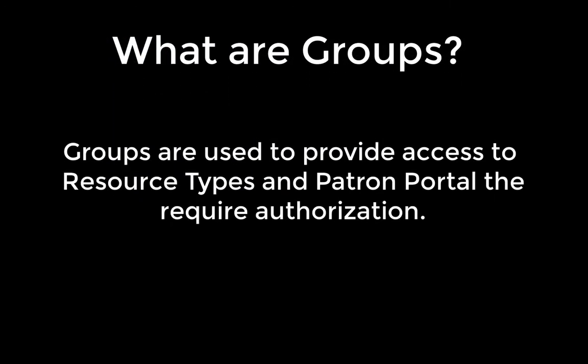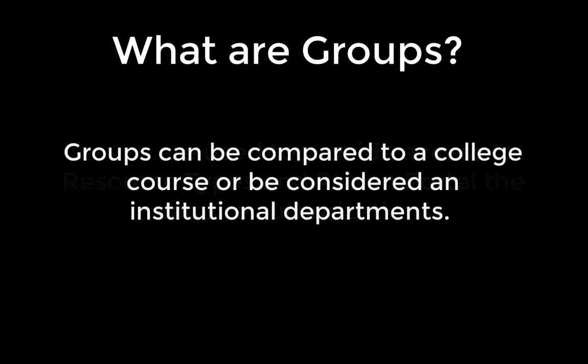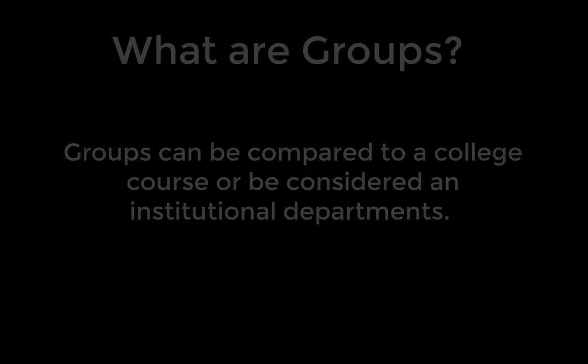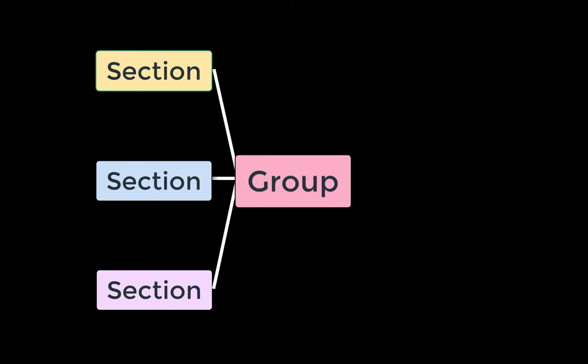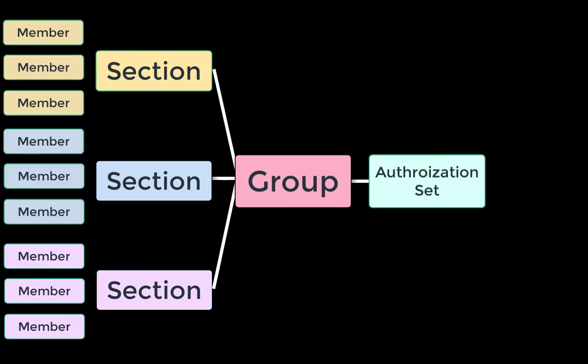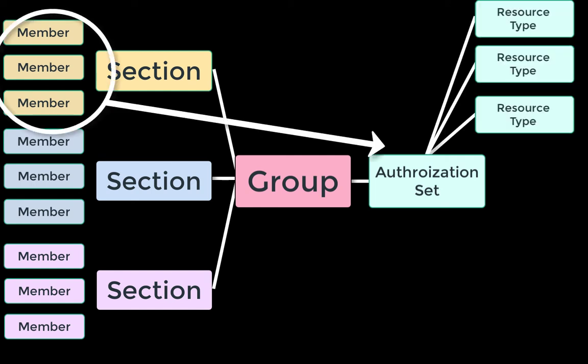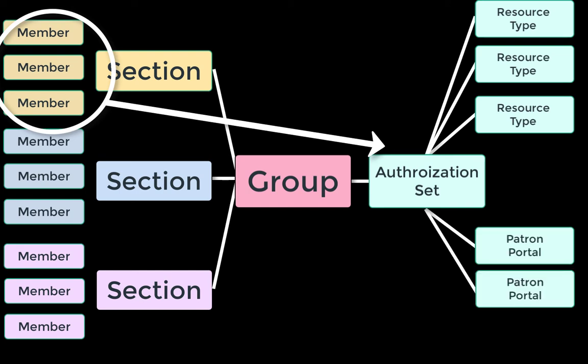So, what are groups? Groups are used to provide access to resource types and patron portal that requires authorization. Groups can be compared to a college course. Groups can also be considered institutional departments. Groups are comprised of sections, section members, and authorization sets. Groups provide section members access to the authorization set, which includes resource types and checkout centers for patron portal access.